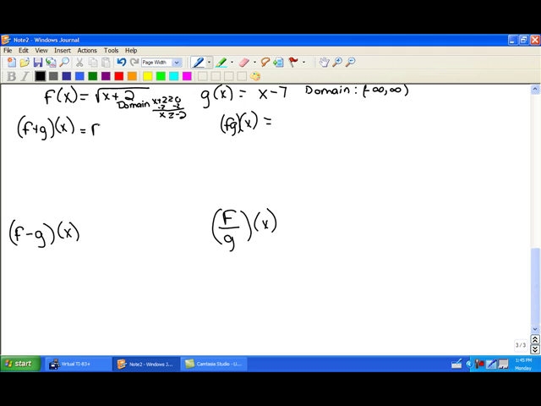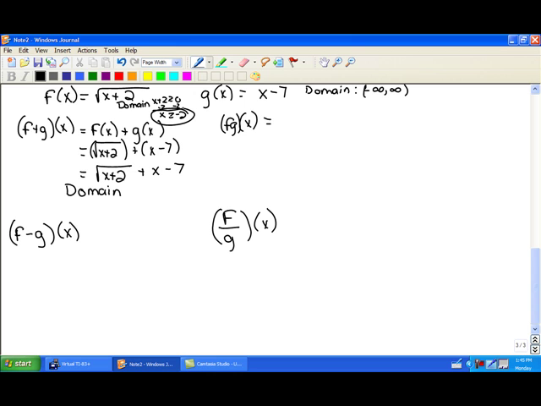F plus g of x means take our f of x function and add our g of x function to it, or take the square root of x plus 2 and add it to the polynomial of x minus 7. In this case, we cannot combine any like terms. We just have the square root of x plus 2 plus x minus 7. Our domain, because we have the even indexed radical, is still going to be x has got to be greater than or equal to negative 2, or starting at negative 2 and going to infinity.